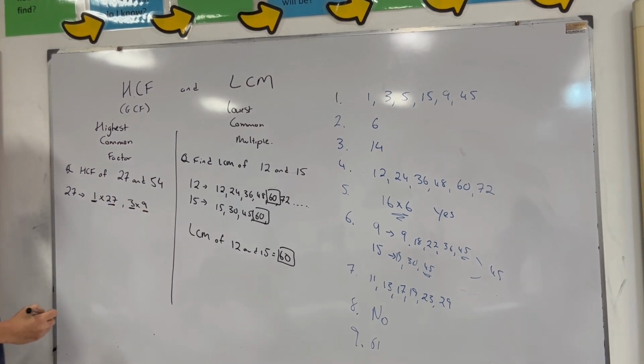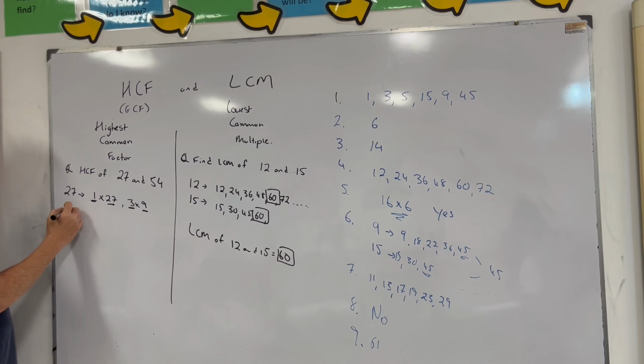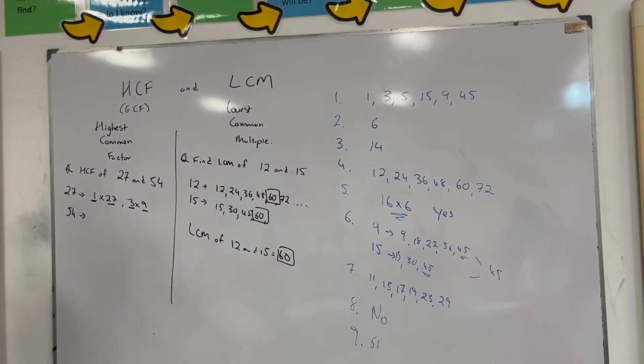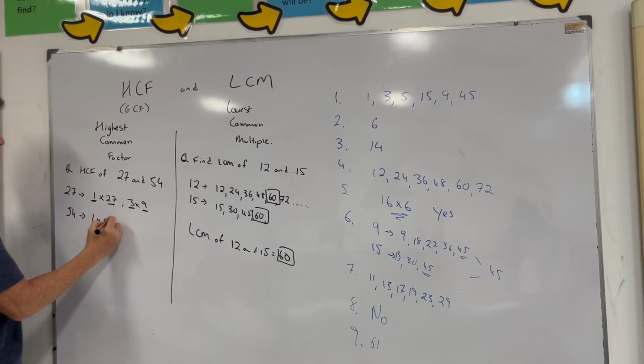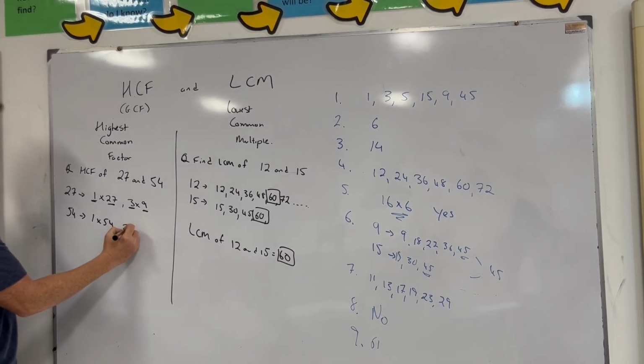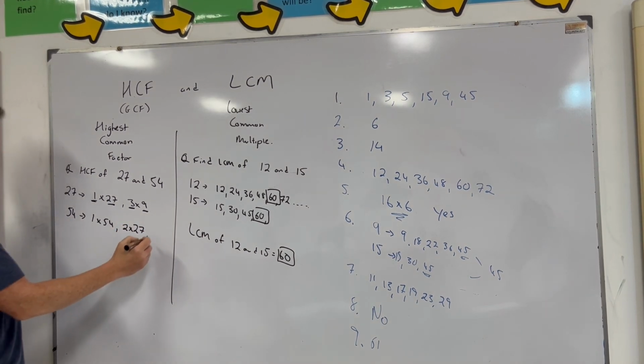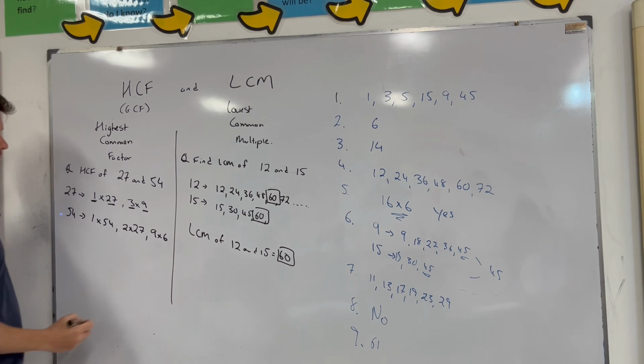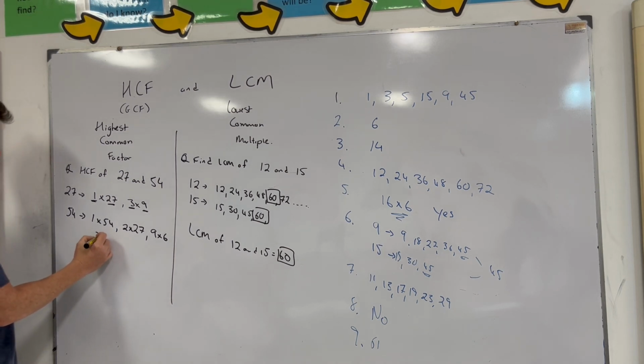These numbers are my factors. You can list them out again if you want. You don't have to. 54 then, I'm going to list out my factor pairs as well. I'm going to start off with 1 times 54. That's a good start. 2 times 27, yeah. It's divisible by 2 because it's an even number. 9 times 6 as well, yeah. Anything else? 3 will go in. 3 times 18, very good.